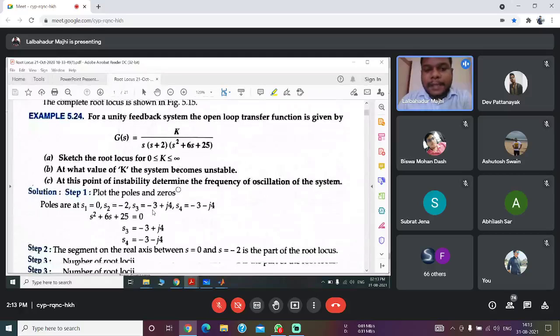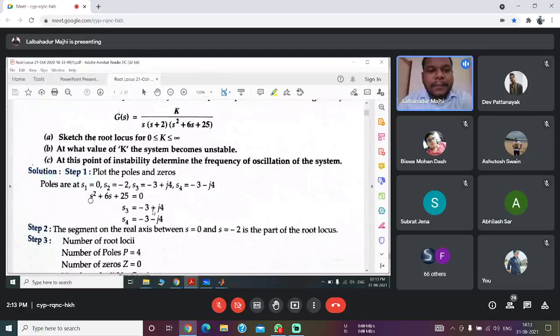So first step is we have to identify the poles and zeros. We can see there is no zero, and we have 4 poles. The poles are at s equal to 0, at s equal to -2, and the complex conjugate poles we are getting from s square plus 6s plus 25. So we have 4 poles.